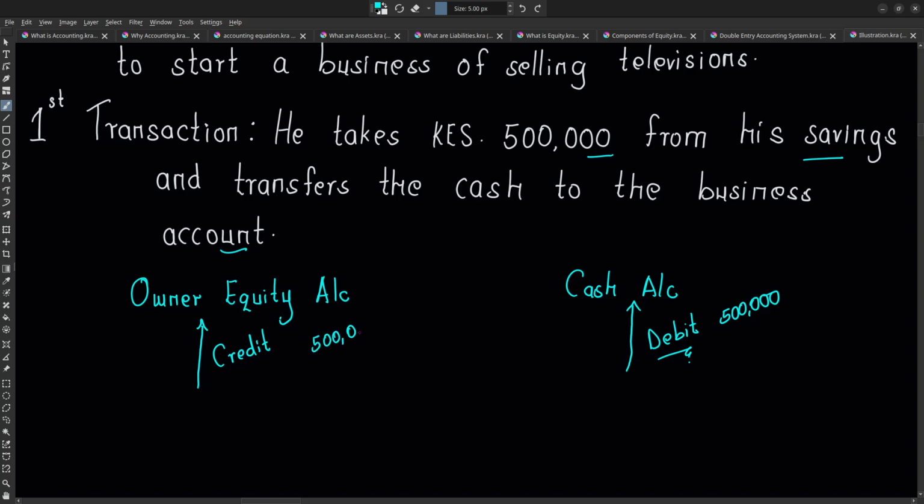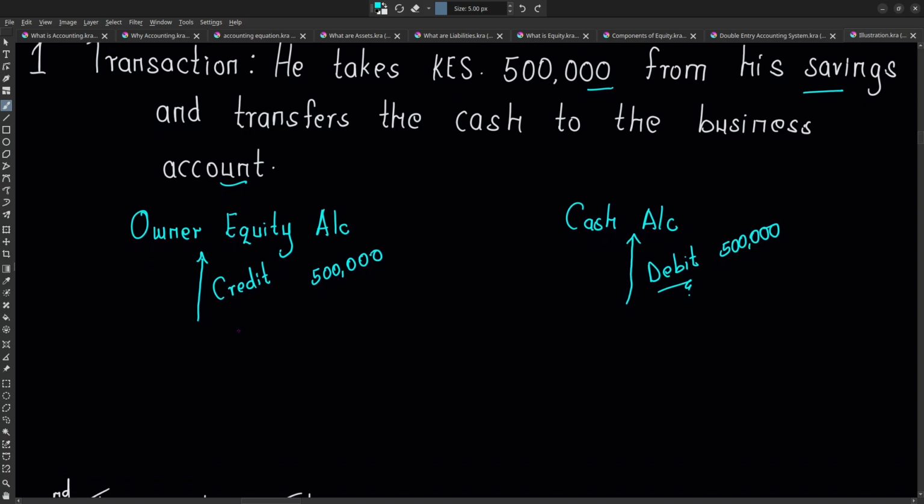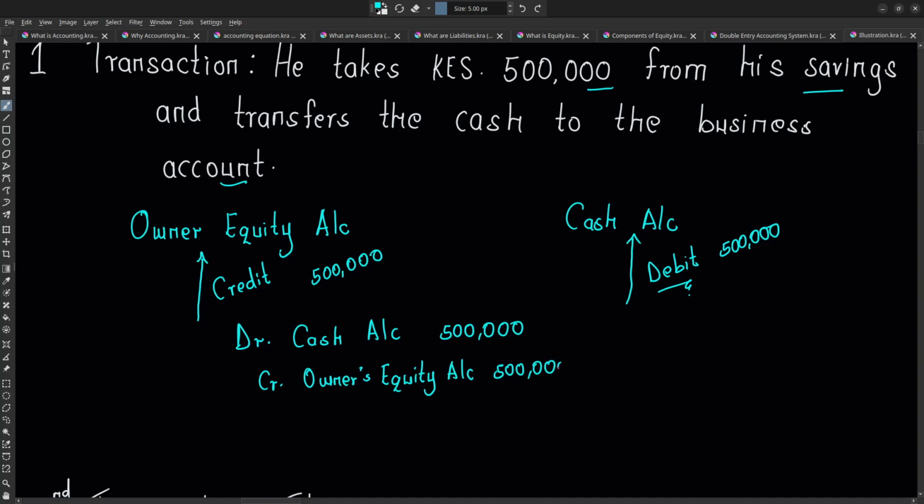Okay, so here we are definitely seeing an increase of 500,000, and also we are seeing an increase of 500,000. So when you record this first, we're going to basically record a debit to the cash account, an amount of 500,000. Okay, and then we're going to credit owner's equity. Remember, we are recognizing an increase to the owner's equity of amount 500,000.